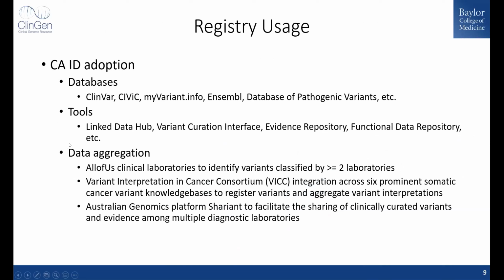And some data aggregation that we want to mention. We're getting some more use from a couple of these examples here. All of Us clinical laboratories identified variants classified by more than 2 laboratories, so it's allowed them to basically have a naming convention for their variants. The VICC was able to integrate across 6 prominent somatic cancer variant knowledge bases to register variants and aggregate variant interpretations. We also saw something very similar from the Australian genomics platform, Shariant, which did the same thing across everything. So a lot of different groups within and outside of ClinGen use this with some success.